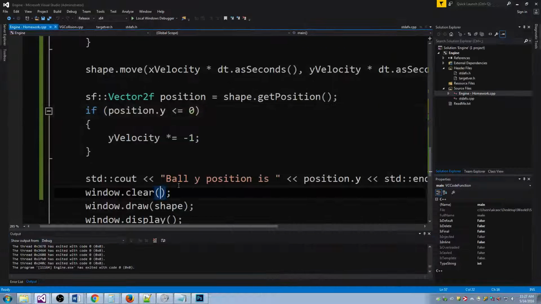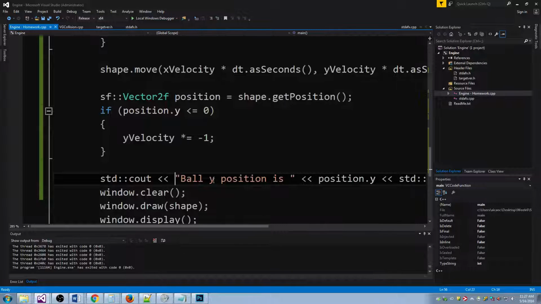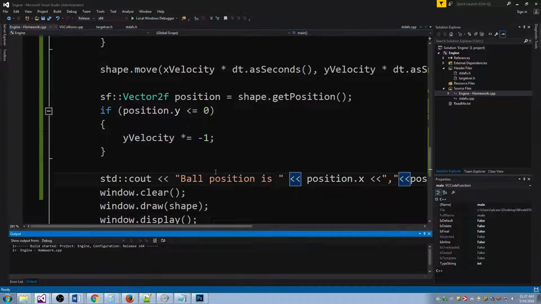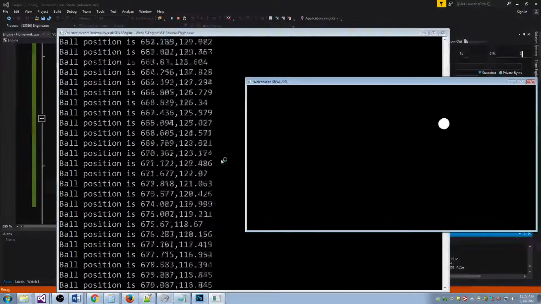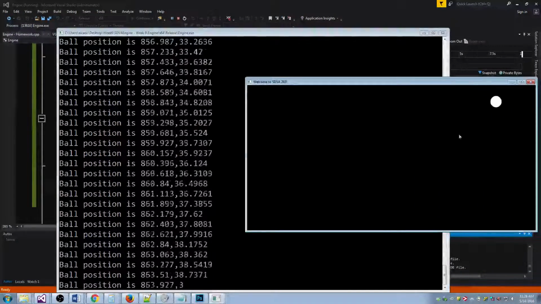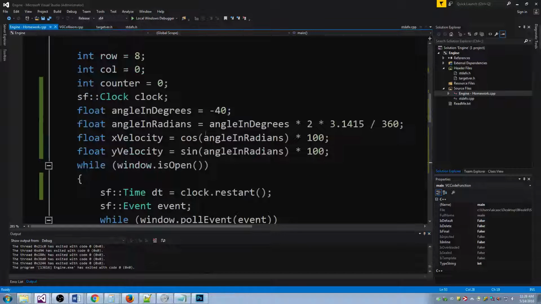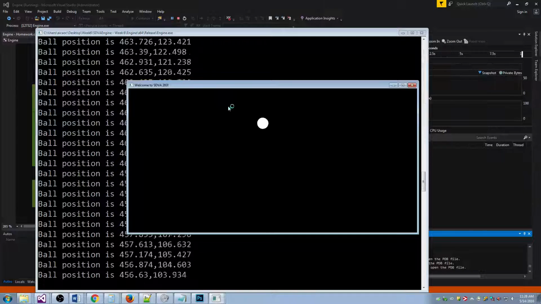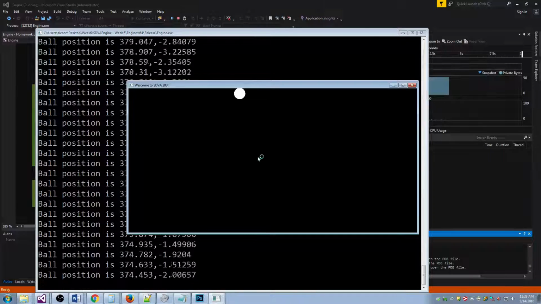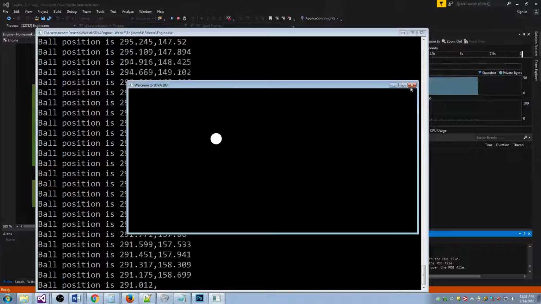Okay, so let me output the x position as well. I'm just going to do x comma y. So I'm going to print out the x and y position together on the left here. Okay. So it hits 0, bounces. Cool. What if I make this thing move up and to the left? Should still work, right? It's doing some funky things before it bounces.